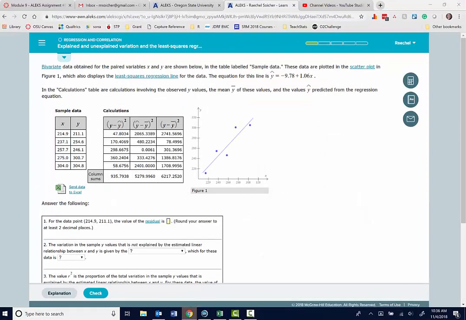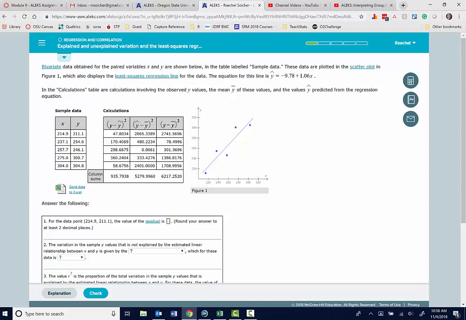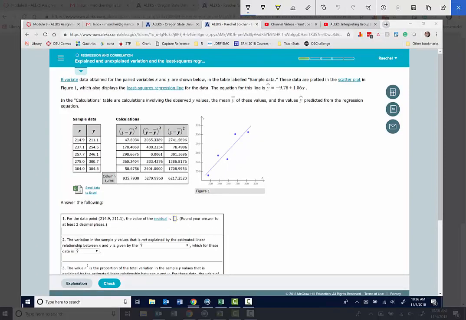Okay, so keeping all of those things in mind, let's look at our questions. The first one says, for a particular data point that we have, what is the value of the residual? So again, the residual equals observed minus predicted, or y minus y hat.